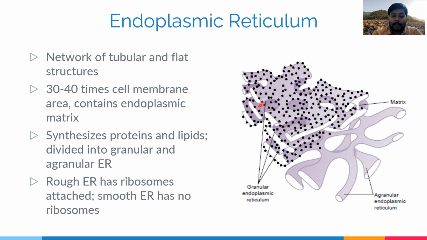The proteins are synthesized in the granular or the rough ER, and the smooth ER is responsible for the manufacture of various lipids in the cell. The rough ER has a rough or granular structure due to presence of embedded ribosomes on top of it, which are the protein manufacturing machinery of the cell. And the smooth ER does not have any ribosomes attached, and thus has a smooth topography.